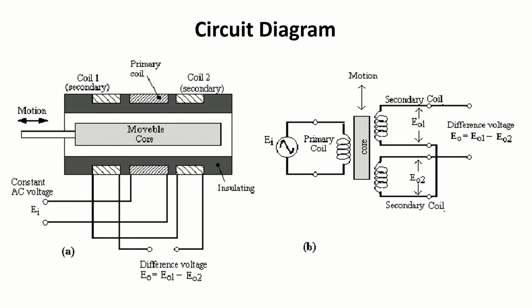This can also be understood from the circuit diagram shown on the right side. The difference voltage is the difference between the voltages of the two secondary coils, coil 1 and coil 2, and this difference is equal to the voltage induced in the first coil, E01, minus the voltage induced in the secondary coil 2, which is E02.